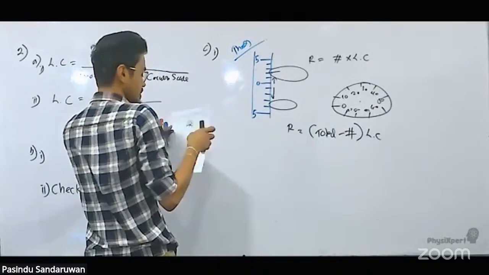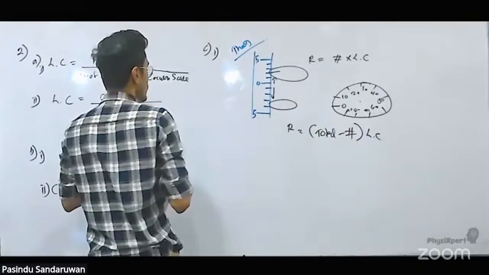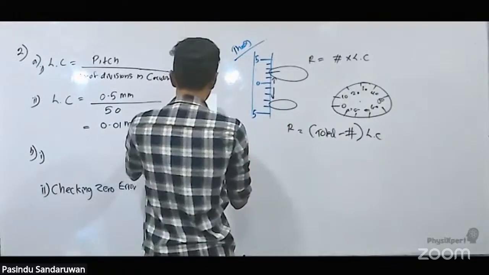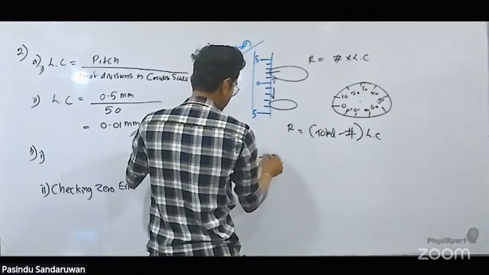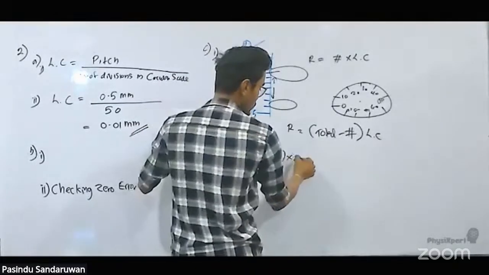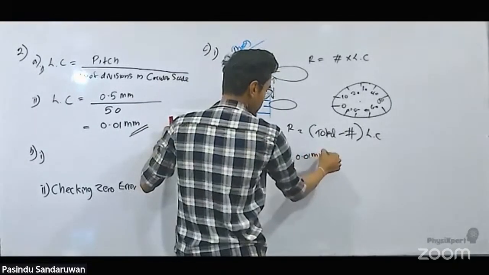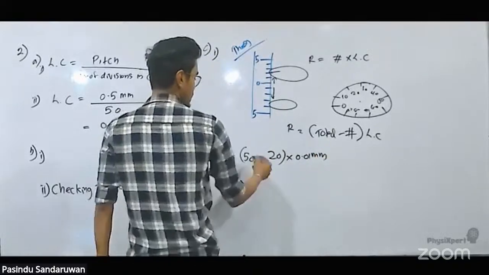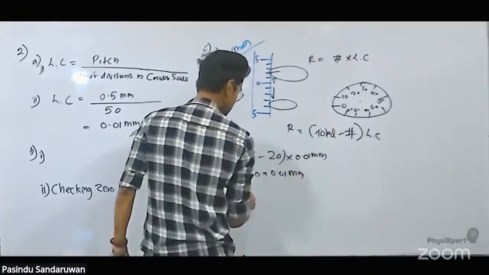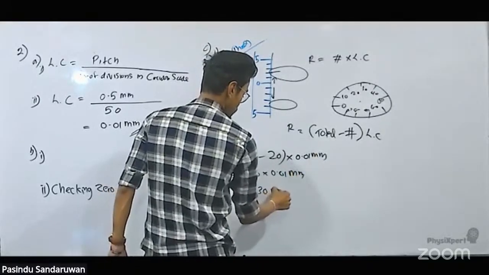Now question 1. State the reading. This is below 0. If this is below 0, reading equals total, which is 100, minus coincided, 20. 20 is given. So 100 minus 20 is 80... the reading is total minus coincided, into least count 0.01 millimeters. So that is 30, 30 into 0.01 millimeters, 0.30 millimeters.